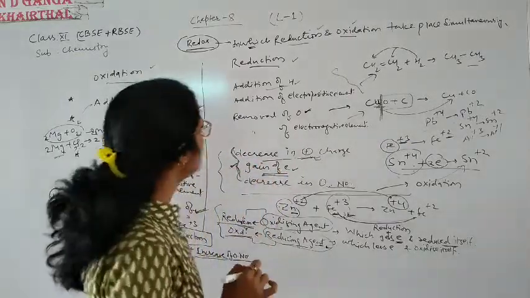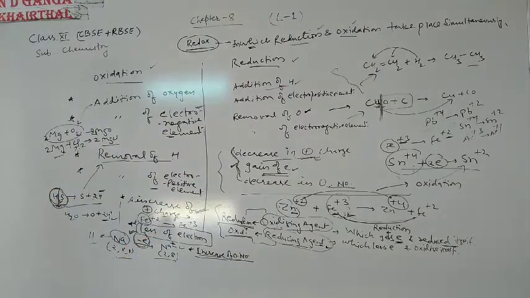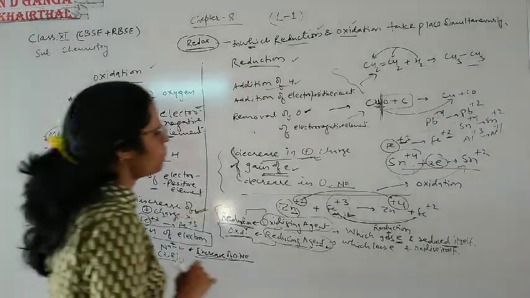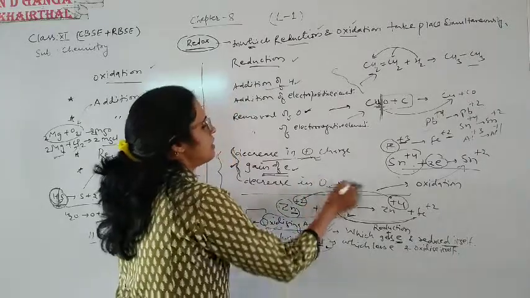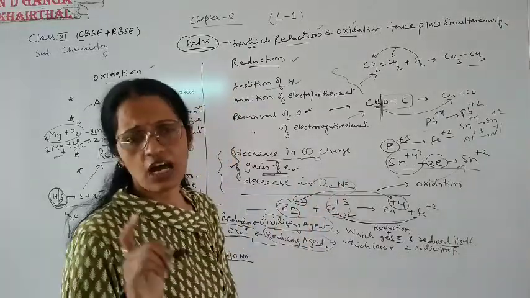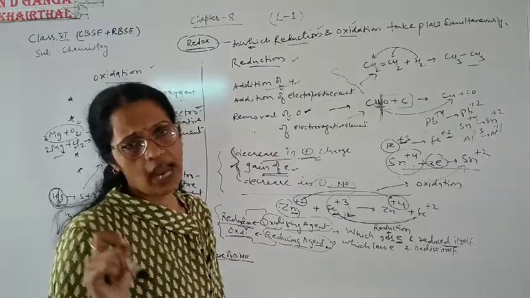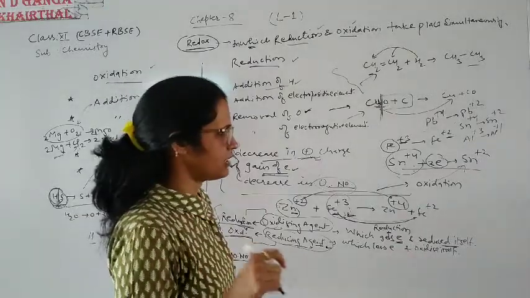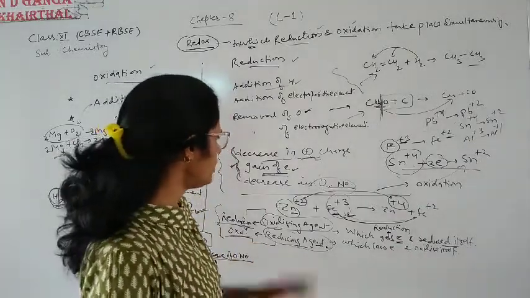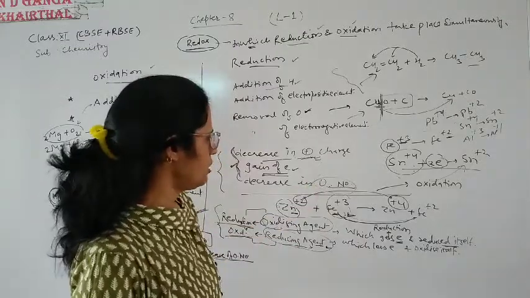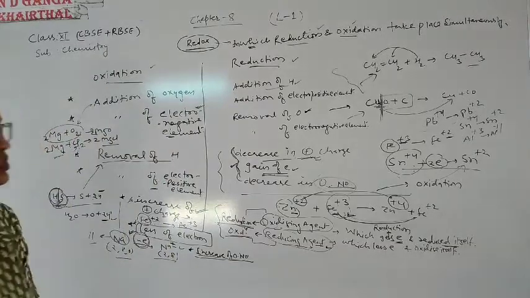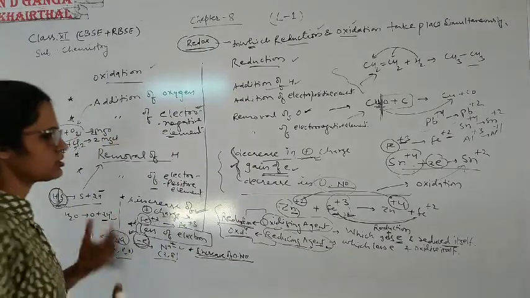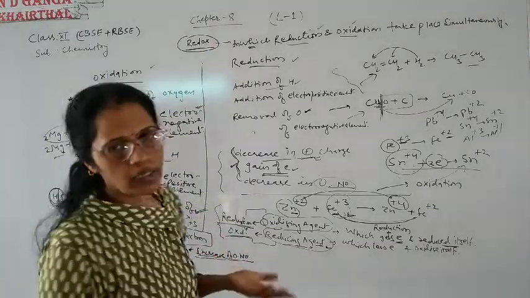Gain of electron is reduction, loss of electron is oxidation, or we can say decrease in oxidation number. Oxidation number is in fact the charge present on that atom. So decrease in oxidation number is reduction. Clear?